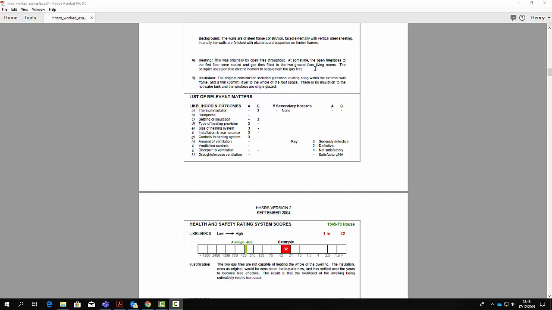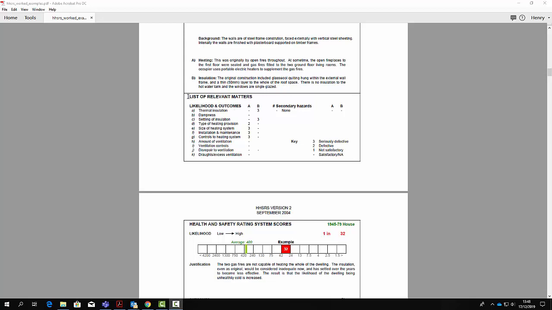The heating was originally by open fires throughout, so we've got a short description of the deficiencies in the property. At some time, the open fireplaces to the first floor were sealed and gas fires were fitted in the two ground floor living rooms. The occupier uses portable electric heaters to supplement the gas fires. So that's the heating provision. You can't think about heating without thinking about insulation. So the original construction included glass wool, rock wool quilting hung within the external wall frame, so between those two layers of corrugated steel, and a thin 50mm layer to the whole of the roof space. There's no insulation to the hot water tank, and the windows are single glazed.